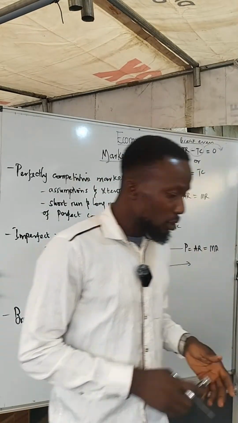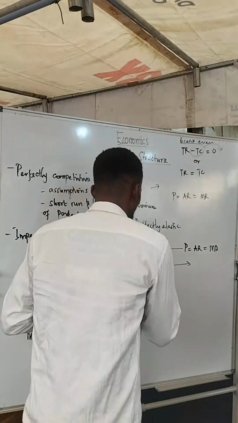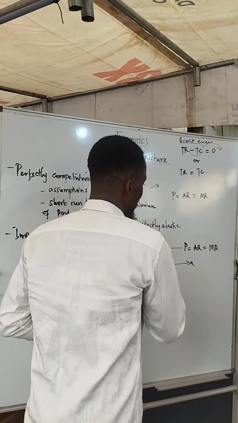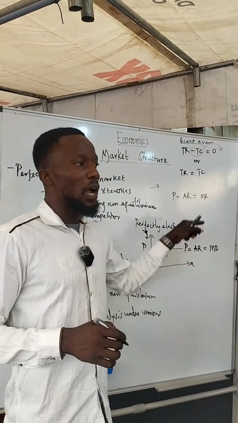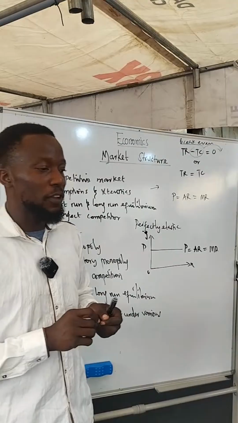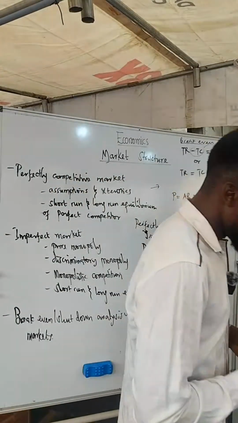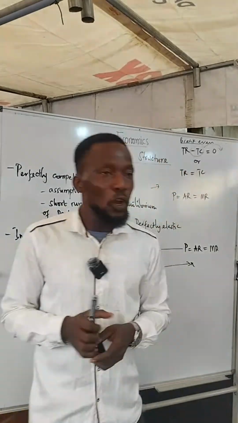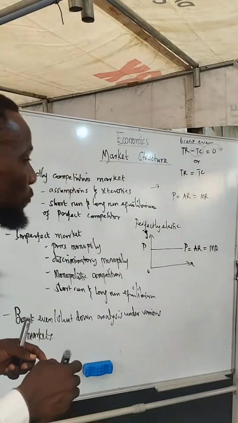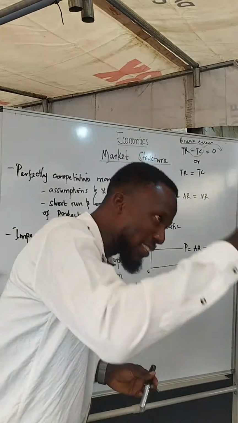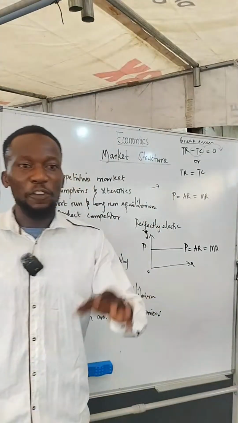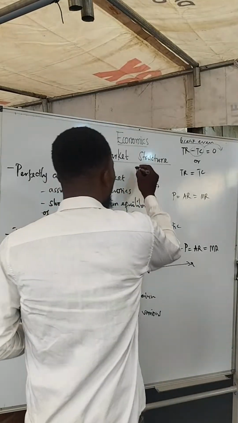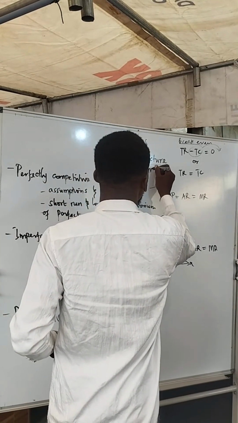Is that taken? So this one will be our origin, our x-axis, y-axis, and this will be our price. Price equals average revenue equals marginal revenue under a perfectly competitive market. So in determining the output of the firm, if they ask you the profit maximizing output, stop writing and look at me. The profit maximizing output of a perfectly competitive firm is when its marginal cost equals marginal revenue.